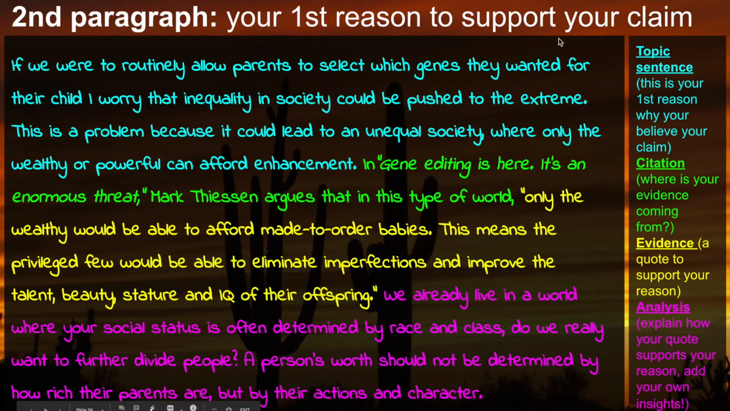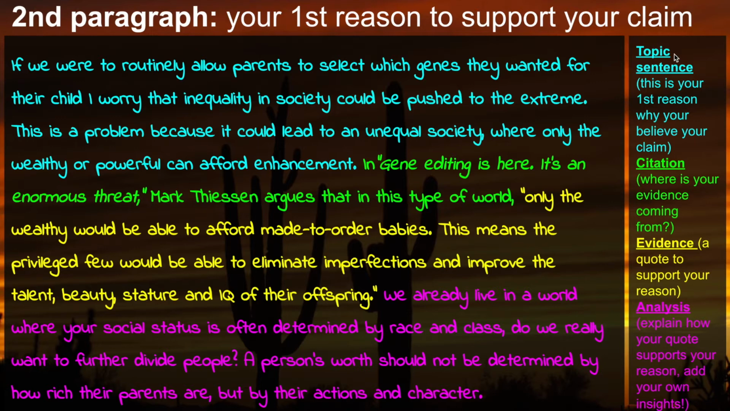So, paragraph 2, I set out to do that. In paragraph 2, you're going to state your first reason. So, my first reason for believing my claim is that if we were to routinely allow parents to select which genes they wanted for their child, I worry that inequality in society could be pushed to the extreme. This is a problem because it could lead to an unequal society where only the wealthy or powerful can afford enhancement. So your topic sentence, the first sentence of your second paragraph, is your reason.